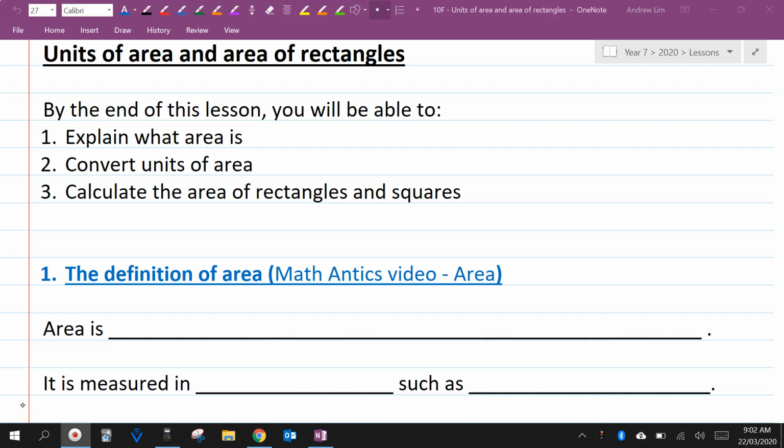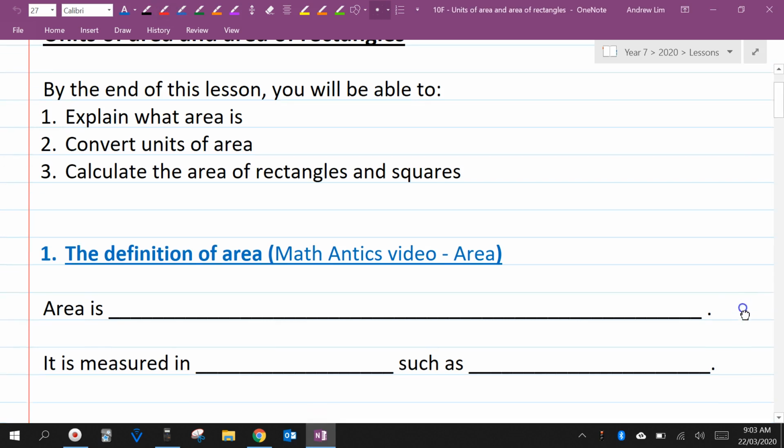It's your teacher, Mr. Lim, and in this video we are going to be looking at units of area and area of rectangles. So by the end of this lesson you'll be able to do these three things: explain what area is, convert units of area, and calculate the area of rectangles and squares.